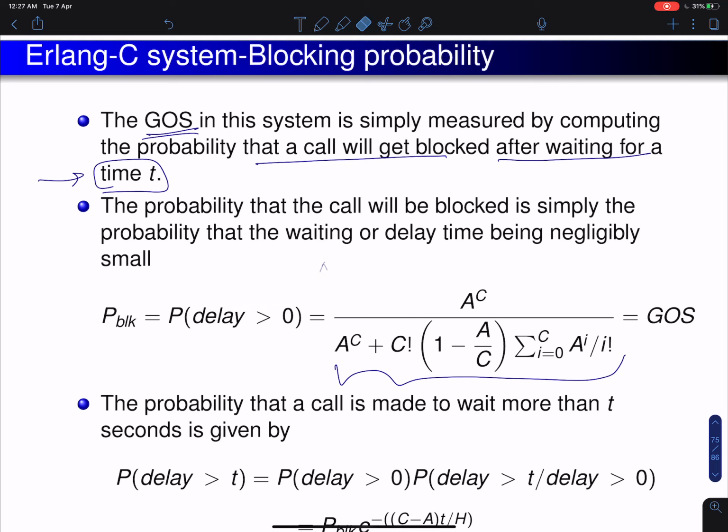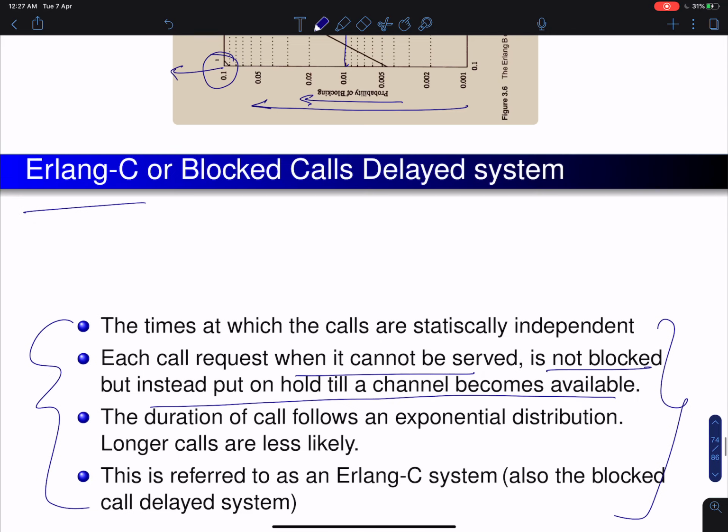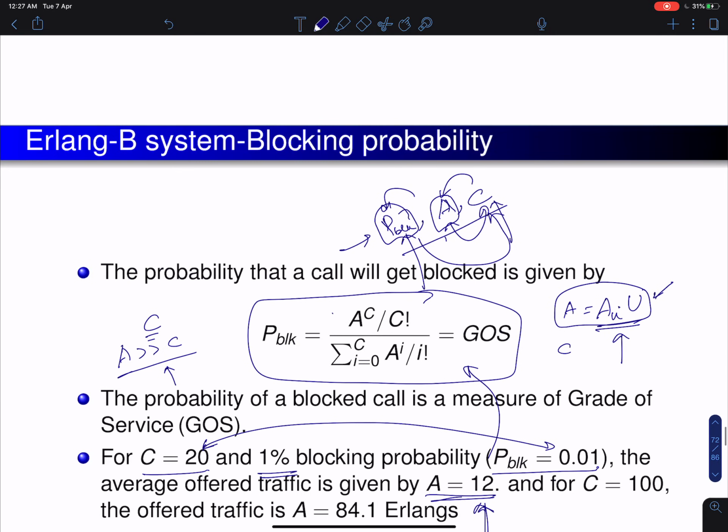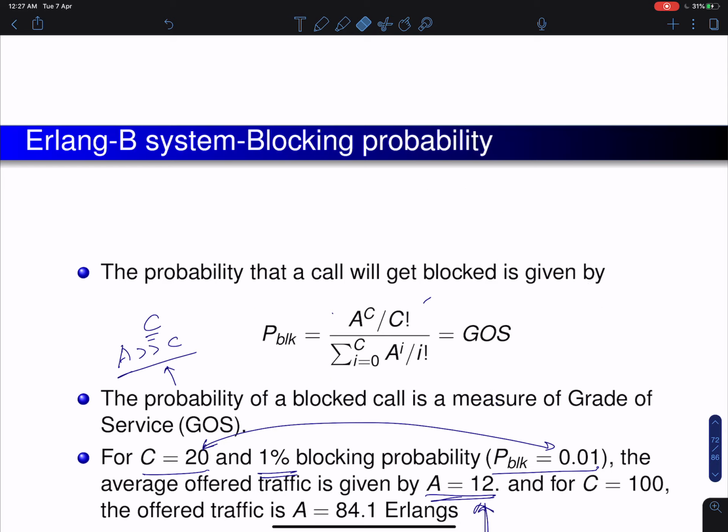So in fact I didn't discuss this expression a little bit, because I didn't derive the proof of this. Probably I'll just spend one moment talking about the proof of this equation. It is nothing but the probability that all the C channels are occupied, divided by the probability of all the possible occupancies, so that will be 0 channels occupied, 1 channel occupied, 2 channels occupied, till C channels occupied, the sum of all that. Then you divide the two probabilities, you get the call blocking probability.